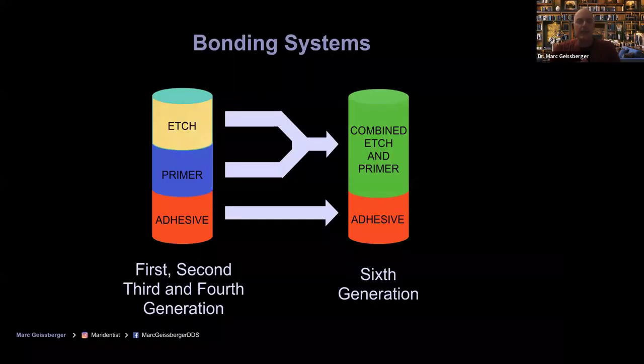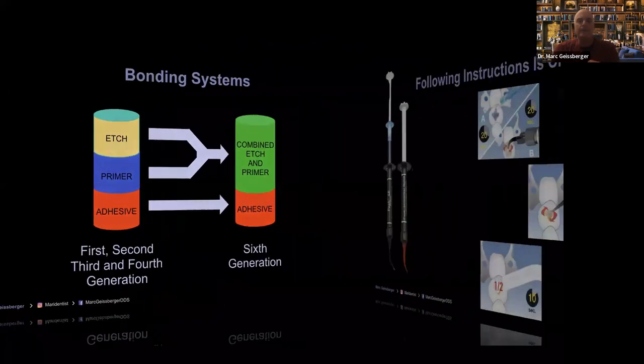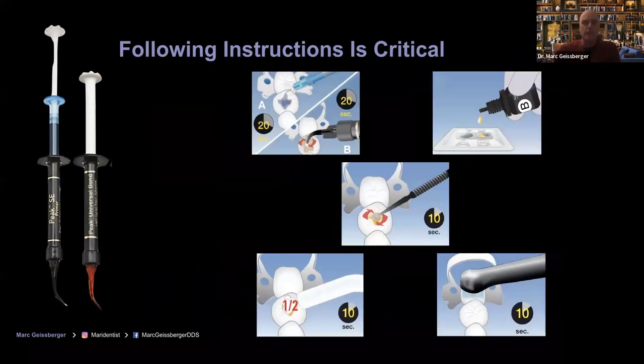Now, with that said, keep in mind that sixth generation adhesives generally combine an etch and a primer into one component and have a separate adhesive. And that separate adhesive is important because that allows us to employ different etching techniques. So I can take a sixth generation adhesive and actually, by just separating out the adhesive itself, use it in, say, a fifth generation mode if I wanted to. And we'll get more into that.